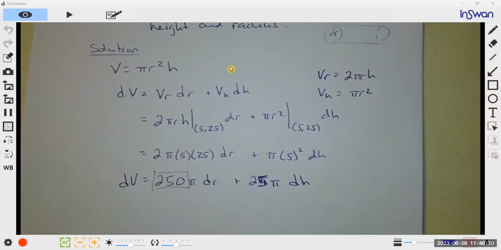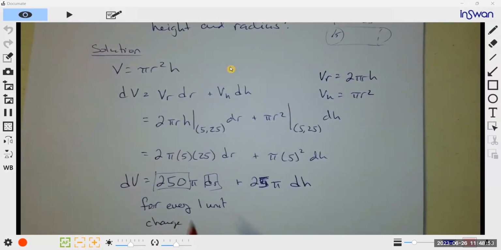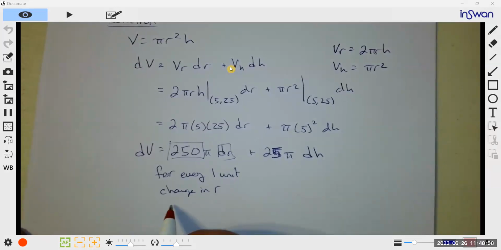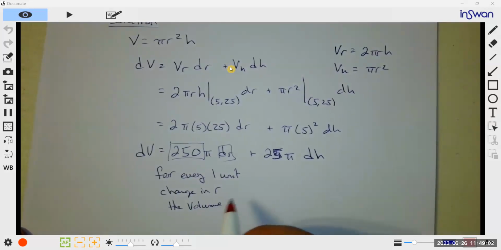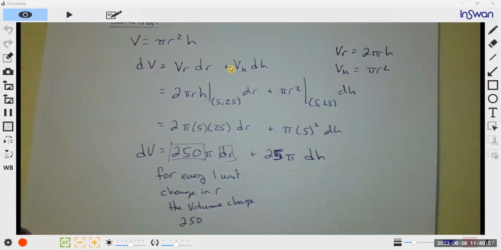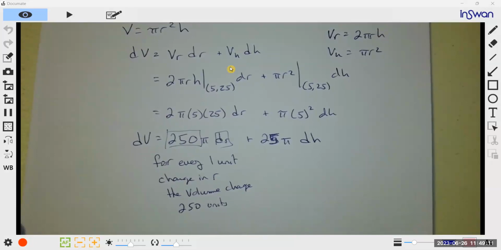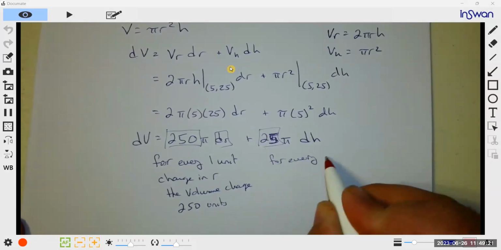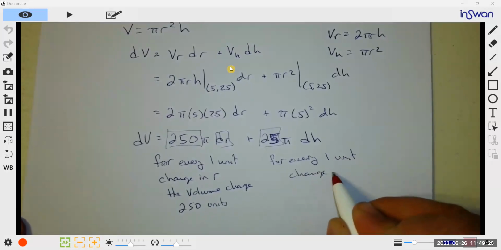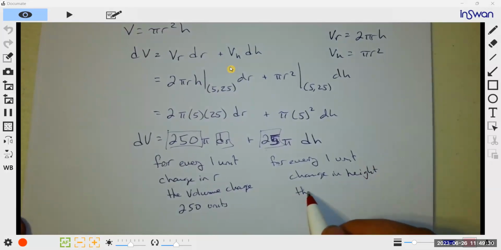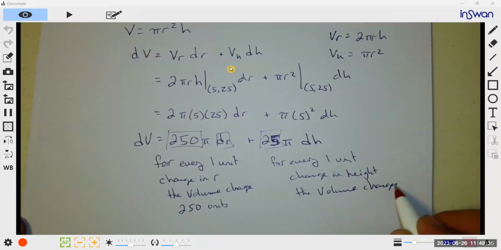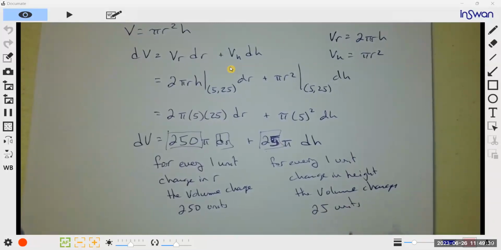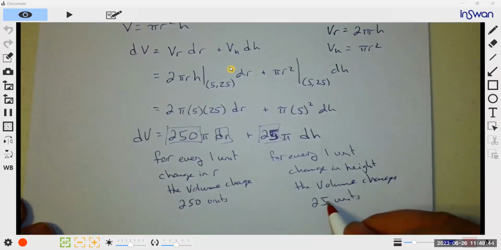So what this says here is, for every 1 unit change in r, the volume changes 250 pi units. Likewise here, for every 1 unit change in height, the volume changes 25 units, or 25 pi units.